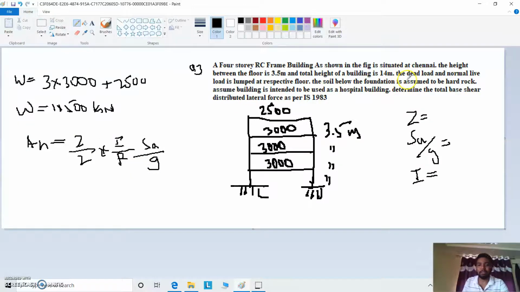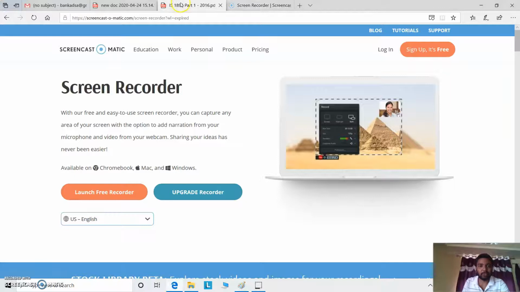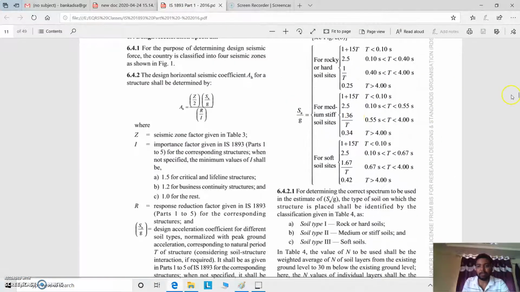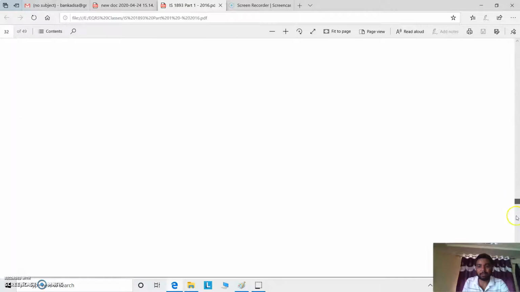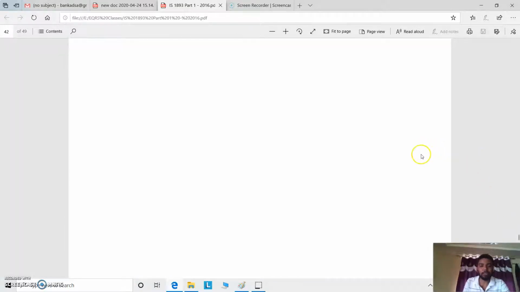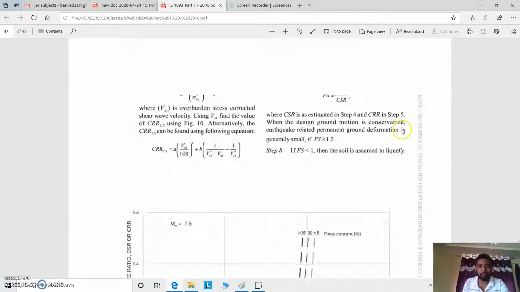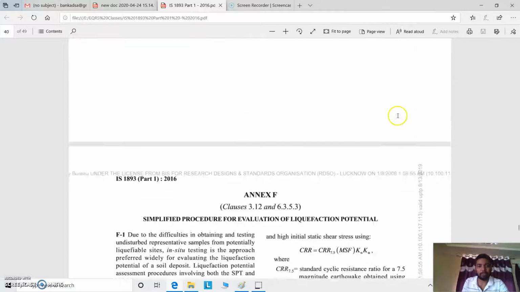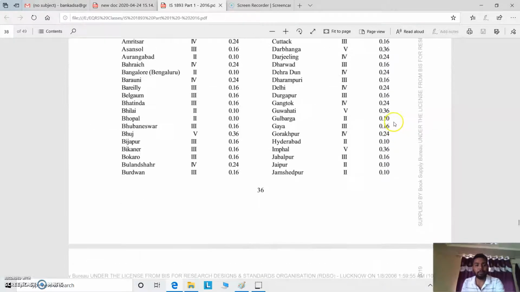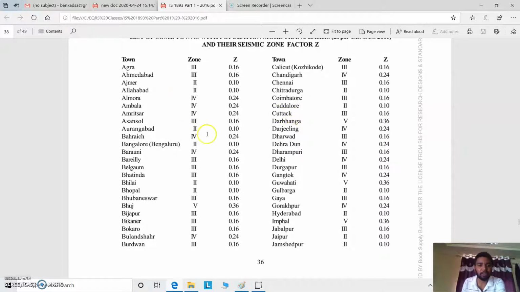Here Z is given as Chennai, so let us see in which zone Chennai is lying. Whenever the city is given for the zone value, just go to the last page of your code book. In that page the city names are given. Let us check here, right? In page number 36, the city names are given alphabetically. So Chennai is lying here, Chennai in zone 3. The city is lying in zone 3, that is the zone value is 0.16.